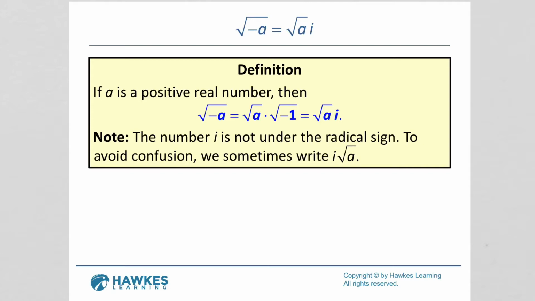Note the number i is not under the radical sign. To avoid confusion, we sometimes write i square root a, and that's the pattern that you'll see from me. I'm always going to put the i value in front of the square root.